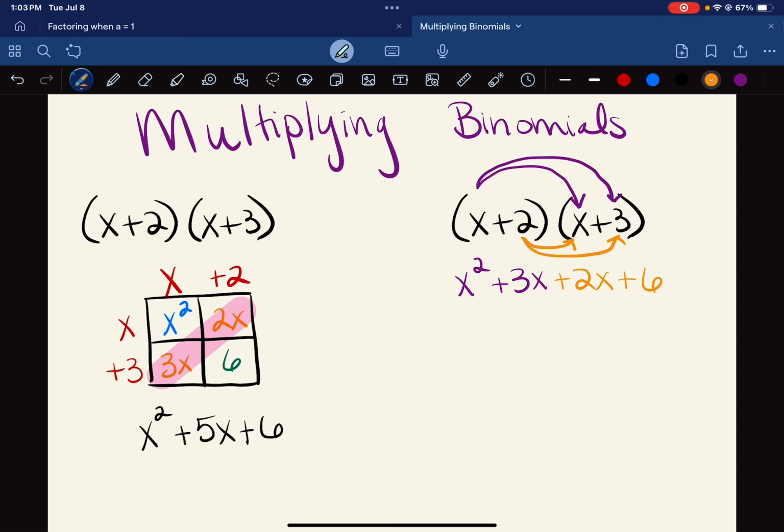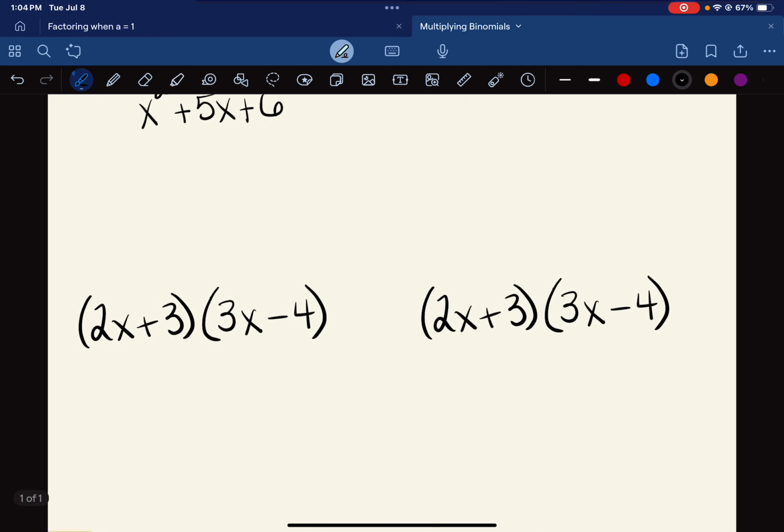So I look at this expression now, and I notice that these two middle terms are like terms. I can combine them together because they both have an x value to the first power. So let's combine everything that we can combine. X squared does not have a like term, so we just bring it down. 3x plus 2x gives us a positive 5x, so plus 5x. And then 6 is our constant, so it's just by itself on the end. Either way, you can use the box method or you can use double distribution. Let's do one more example.